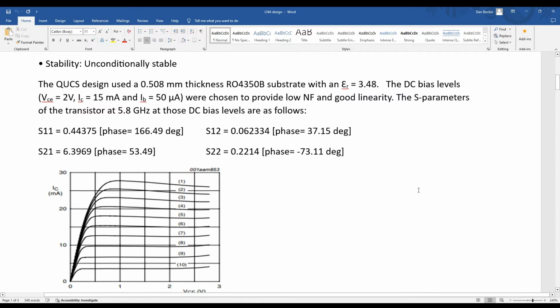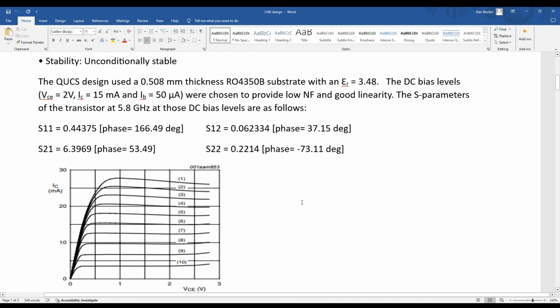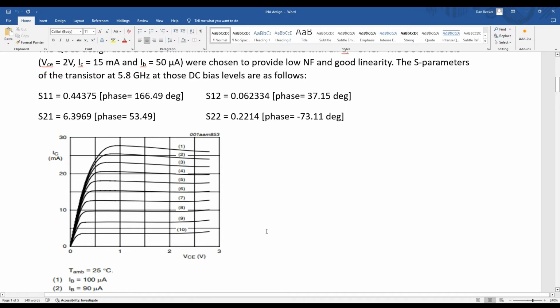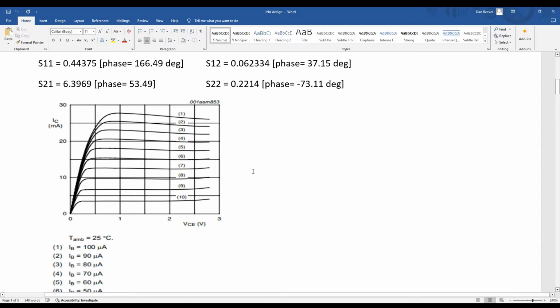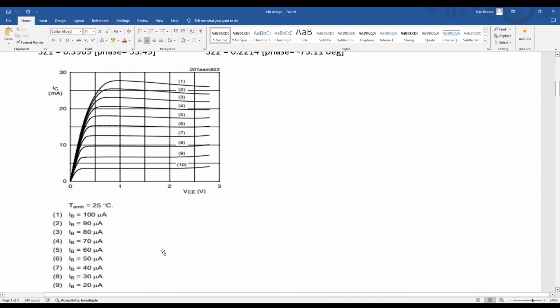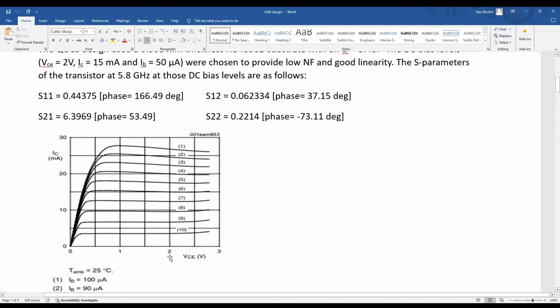To start off, I set the DC bias by looking at this graph. For maximum linearity, it's good to pick one of the graphs in the middle. So I went with number 6, which is 50 microamps base current and a VCE of 2 volts, and that puts you at an IC of 15 milliamps.